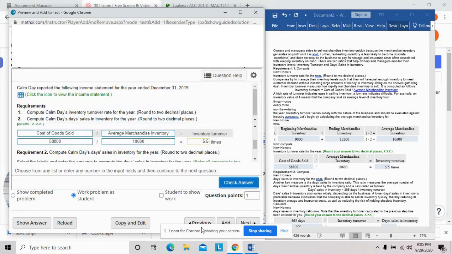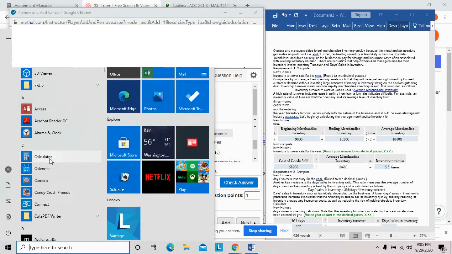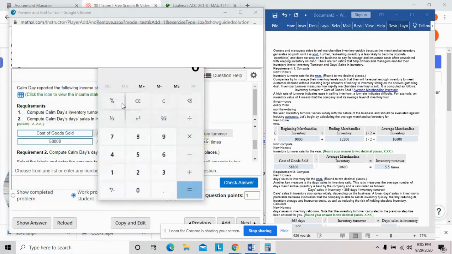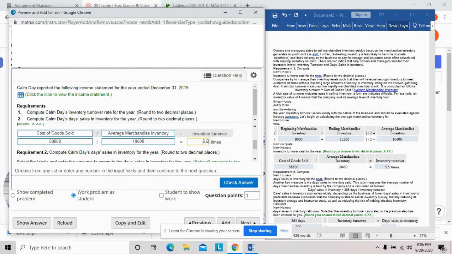If you look at the problem, it's 2 decimal places. I think what happened is I need to take those numbers and find the second decimal point. So 58,800 divided by 10,600 is 5.55, since the 7 rounds the 4 up in the hundredths place to 5. 5.55. Okay, that works.